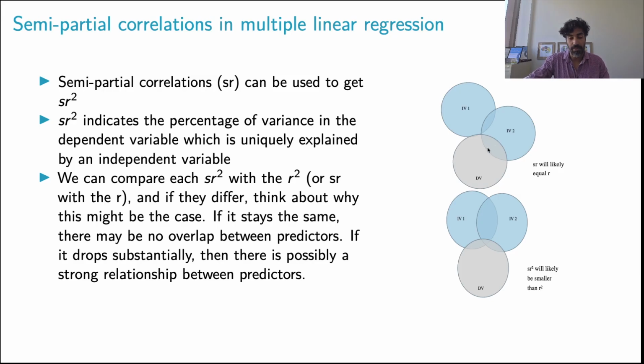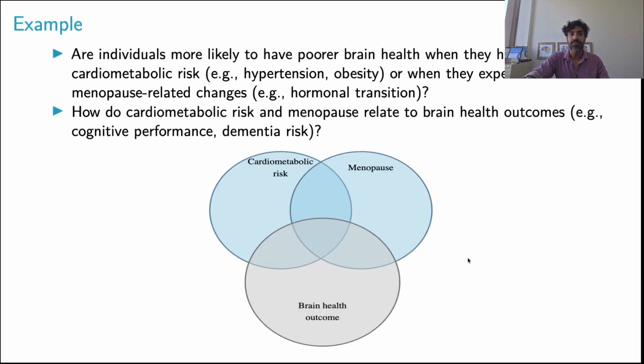So the semi-partial and normal correlation coefficient are the same. But if there is shared variance, the semi-partial is just the unique variance for that independent variable. So it's going to be smaller than the R squared.